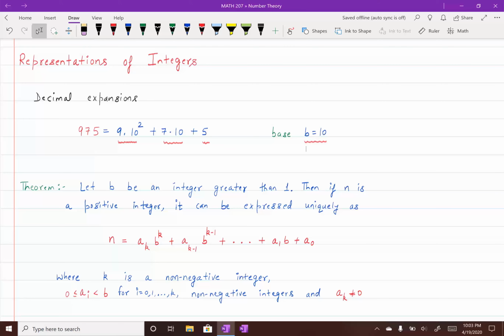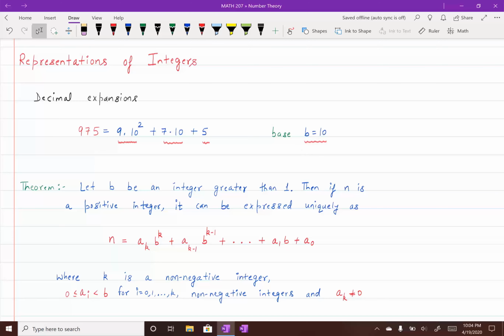Let b be an integer greater than 1. If n is a positive integer, then n can be expressed uniquely as a linear combination of powers of b, where the a_i's are coefficients. So n can be written as a_k times b to the power k plus a_(k-1) times b to the power k minus 1, and all the way up to a_1 times b plus a_0, where k is a non-negative integer and the coefficients a_i satisfy a special condition: they are non-negative and less than the base b. The highest coefficient a_k is not equal to 0.